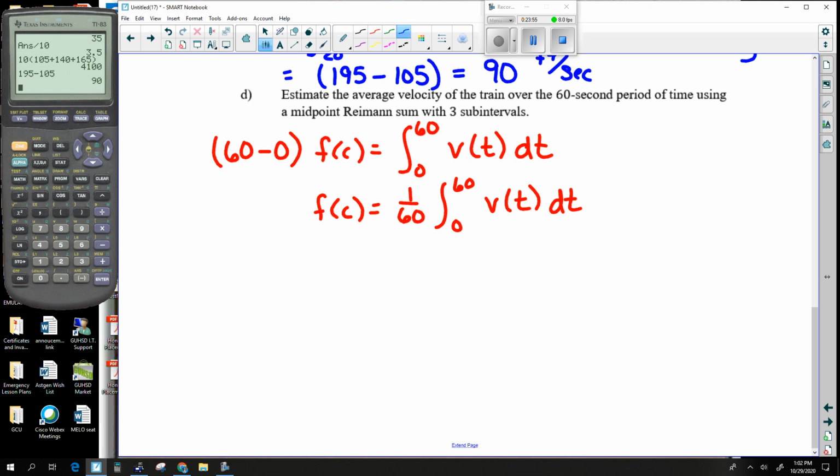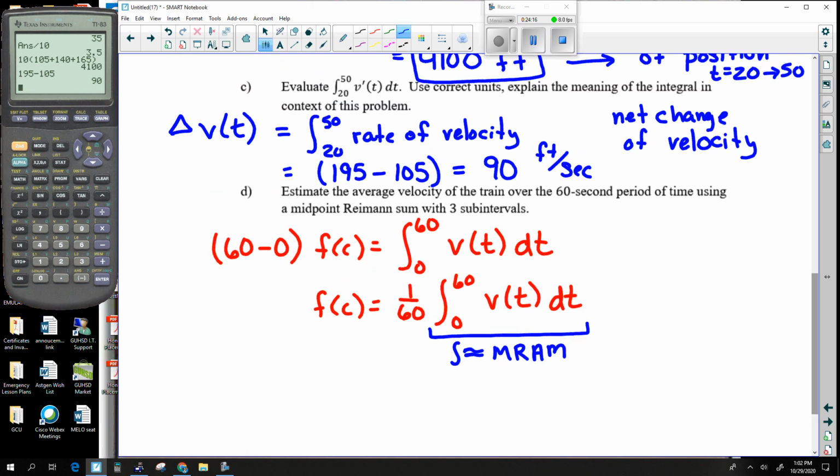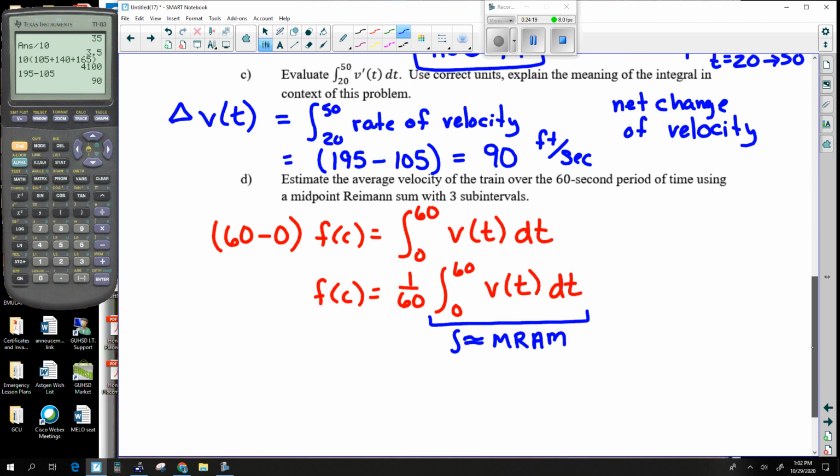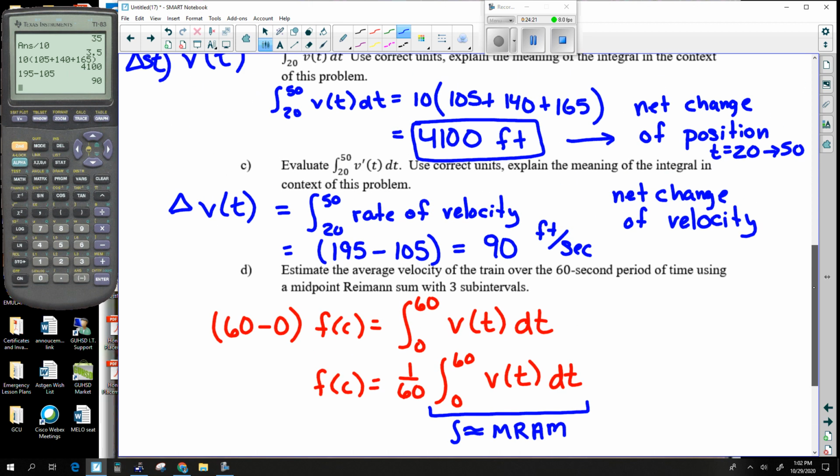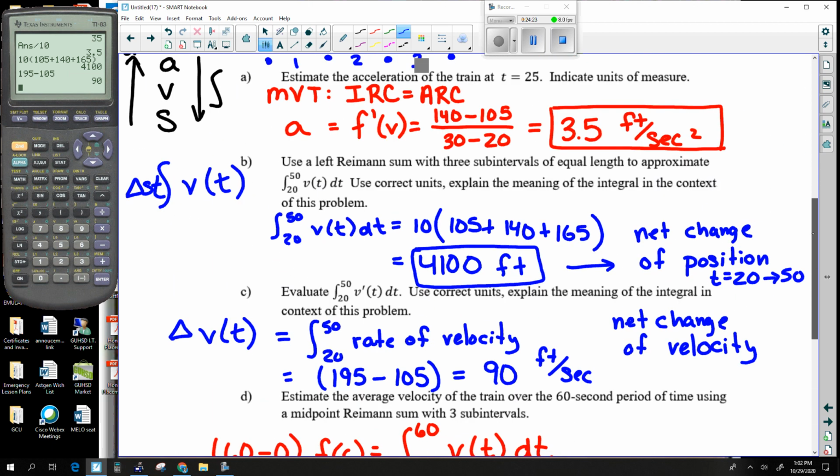Now, how do I take this integral when I don't have an equation to really integrate? Well, they tell you that this is approximately going to be the midpoint Riemann approximation. So that is going to be the MRAM. So the integral, those Riemann sums are an approximation of the value.